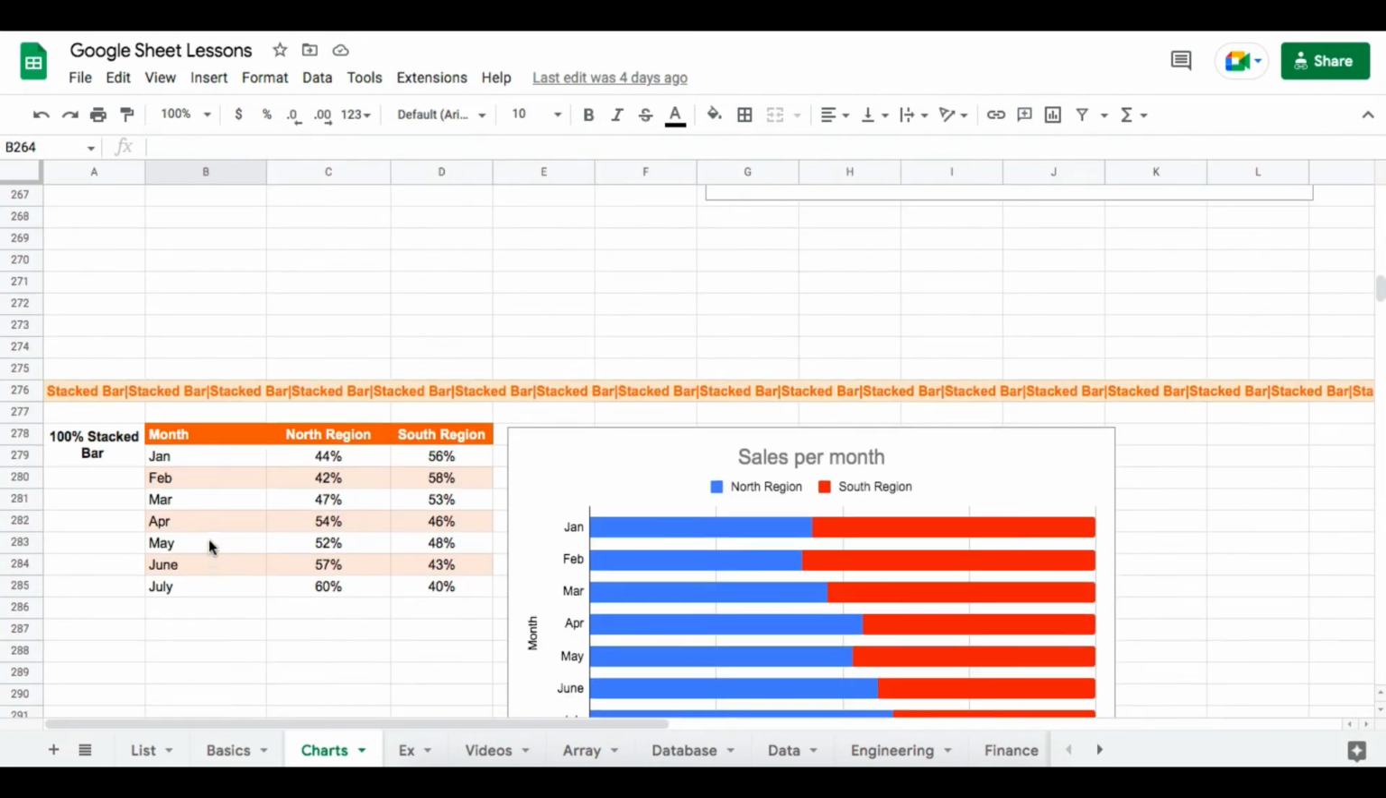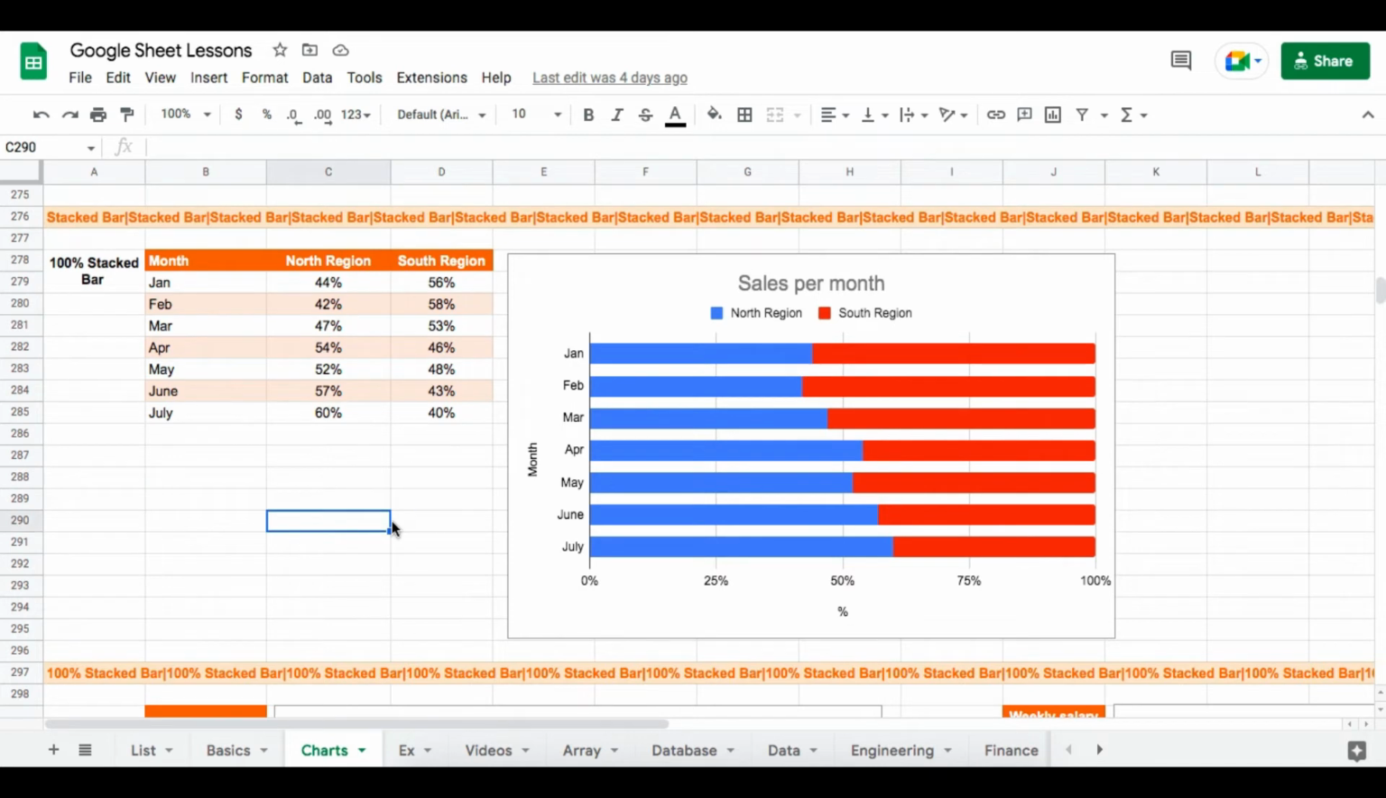Let's look at the 100% stack bar. So you have the different months of the sales, and then you have north and south regions. And then you can see that from January to around March, the north region wasn't doing as well. The south region had more sales per month, more than 50%. And then as the year progressed, the north started catching up and had more sales than the south.